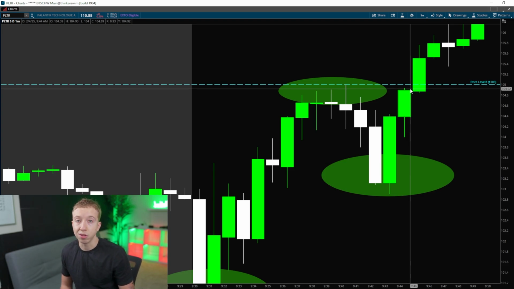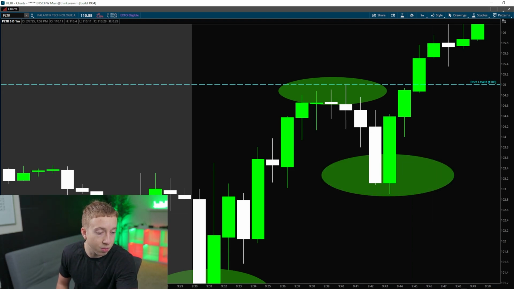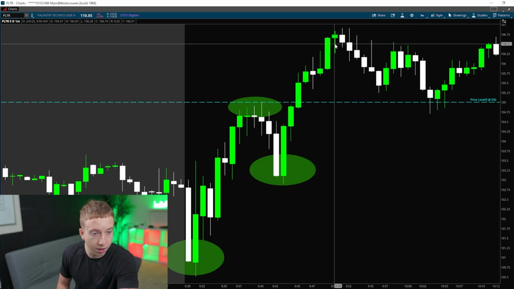Time and sales is also looking really nice. Buyers are really coming in there, and we are able to break out of that 105. And the next thing you know, we start flying. And then we sold right around this area.